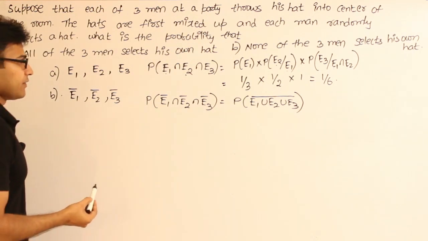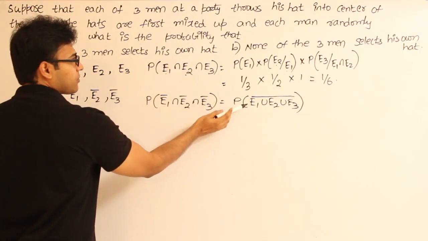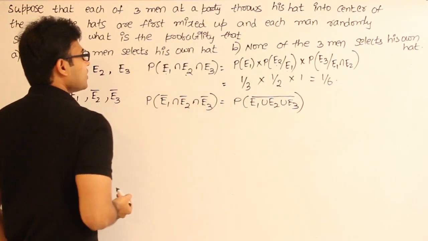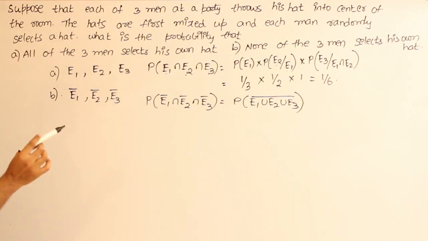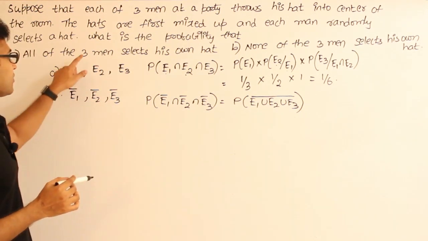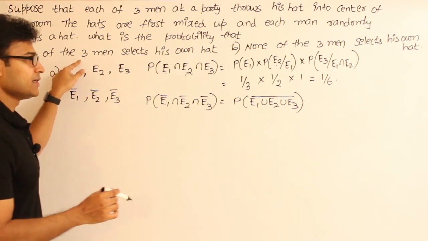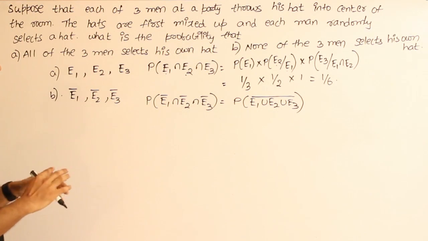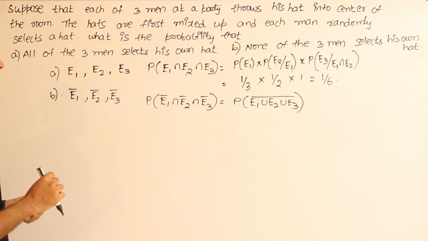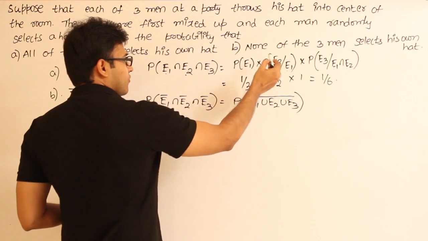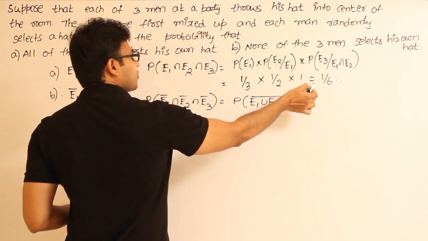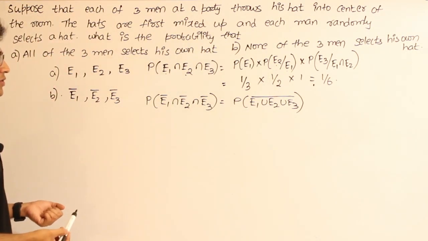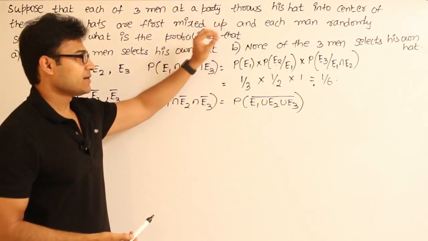Therefore these two are definitely not complements, isn't it? So the complement of this one is E1 union E2 union E3. Or if you want to understand the difference in basic terms, see here all the 3 have to pick their own hats. Here none of the 3 has to pick their own hats. Now what is the difference between the two? Why can't I take the complement like this? So you cannot say that 1 minus all the 3 picks up their own hats is equal to none of them picking their own hats.